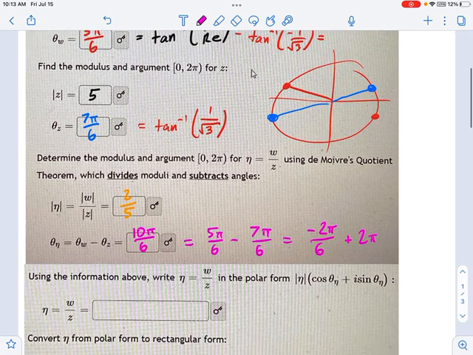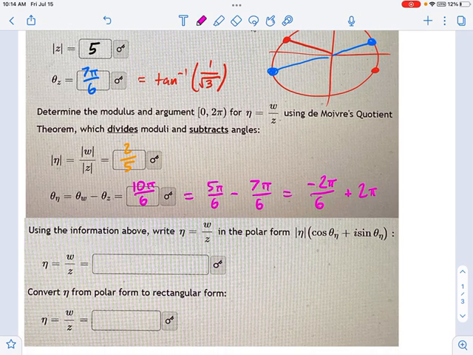And now the only thing left to do is write everything in polar form. So you'll see the way that works. Eta is just 2/5, and then we have cosine of 10 pi over 6, or 5 pi over 3 if you prefer, plus i times sine of, again, 10 pi over 6. Close out the parentheses, and we are done.